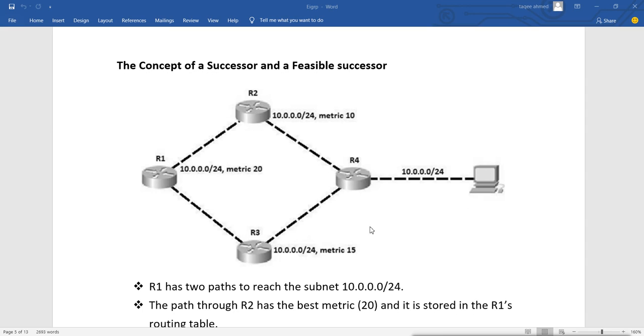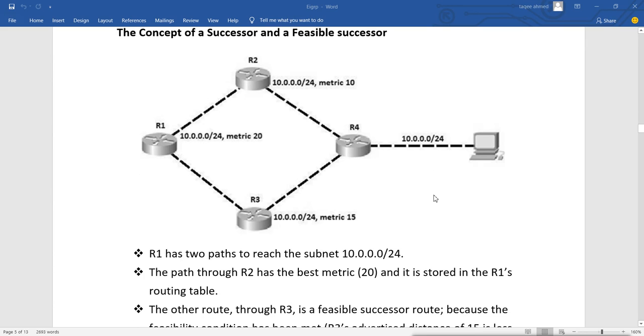We can see the concept of successor and feasible successor in this topology. We have routers 1, 2, 3 and 4 connected with different networks, and this is the network here. Now we have two paths to reach this network. Router 1 has two paths to reach the subnet 10.0.0.0, which is this network. Router 1 can reach it through router 2 and router 3.